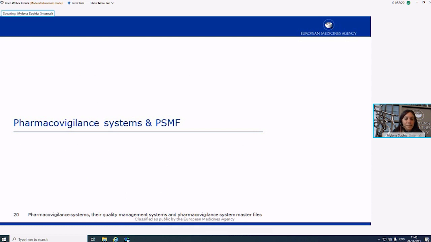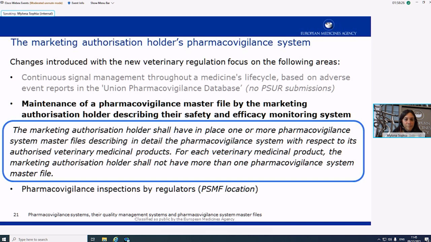So then I will try to look into the PSMF and the requirements related to this. And this slide lists other important changes with this new regulation. And the PSMF is really, maybe it was expected or anticipated, but it's really a big change that has been introduced together maybe with the continuous signal management, the stopping of PSURs. So here, each marketing authorization holder shall have in place one or more pharmacovigilance system master files that describe their system.